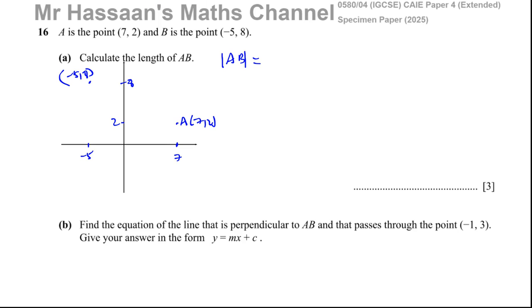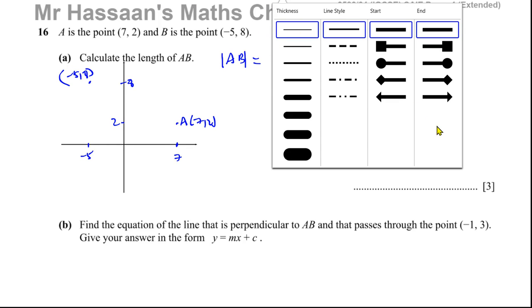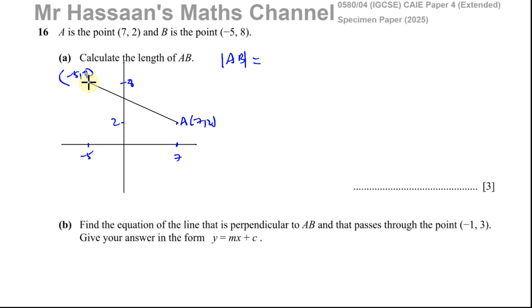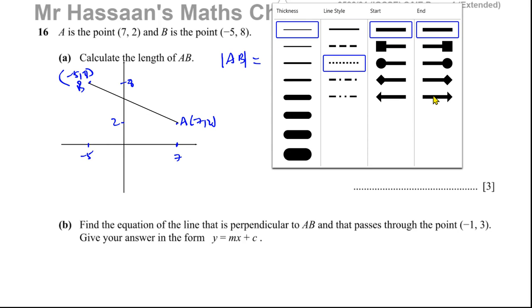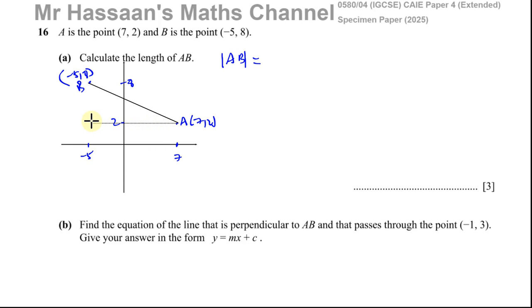So if I join these 2 points together with a straight line, again, as I said, that's the point B. So what we're trying to do here is find the length of this line. That's what we're trying to do. And what the formula that we're going to look at actually does is it makes this into a triangle. So they take the horizontal difference between these 2 points, and the vertical difference between these 2 points, and they form from this a right-angled triangle.